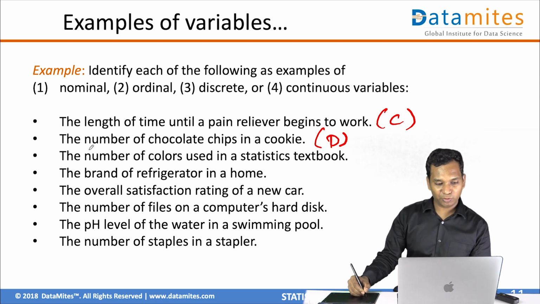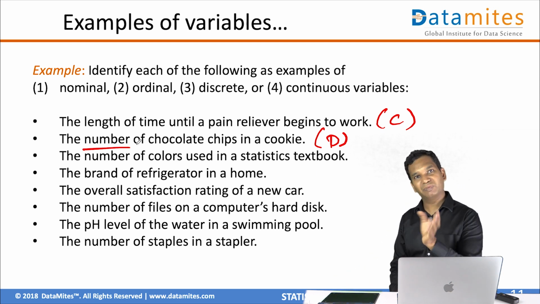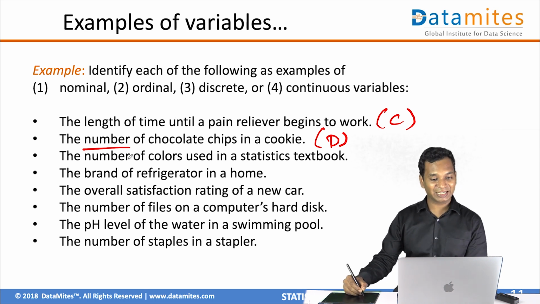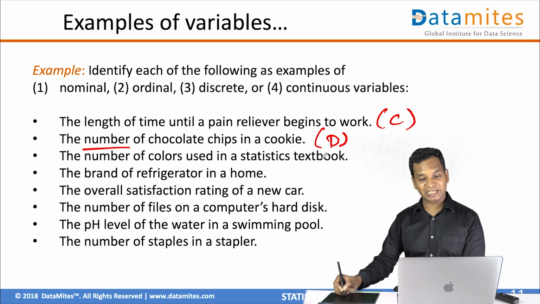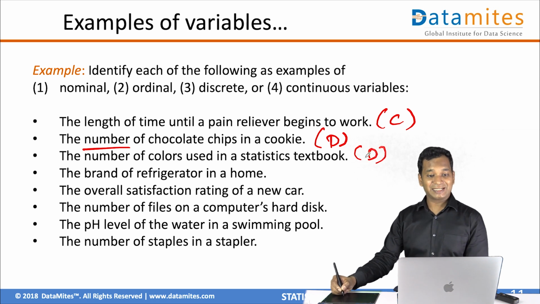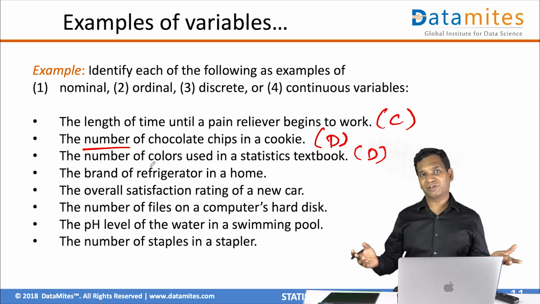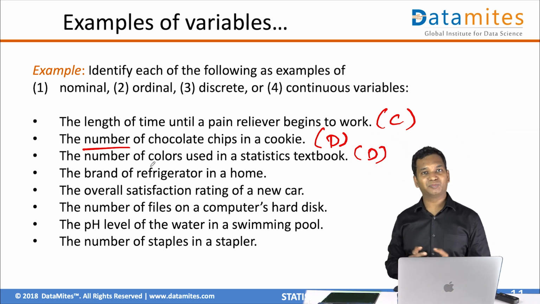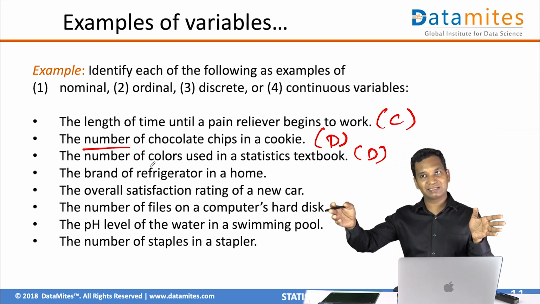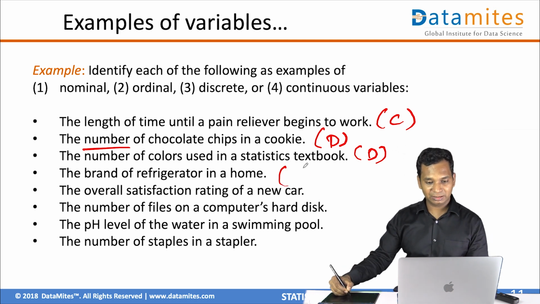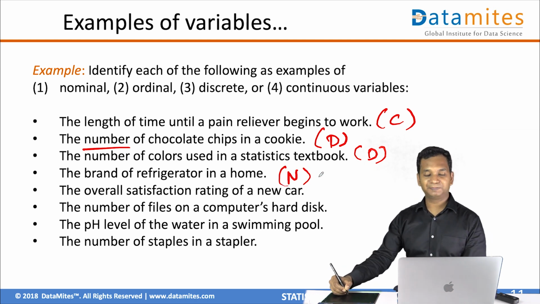In fact, as a thumb rule, you can remember anything which says number of, it's usually discrete data. The next question is number of colors used in textbooks. So it is of course discrete data. The brand of refrigerator in a home, you can have any kind of refrigerators, Whirlpool and all kinds of brands. So they are basically different brands. So it is categorical, does not have any order. I don't see any order. So this is nominal data.